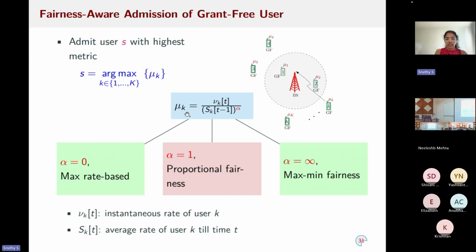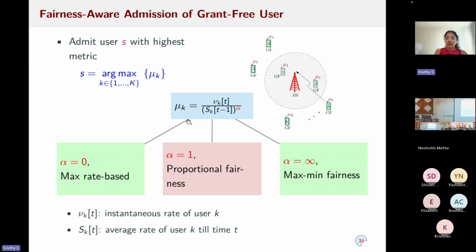We propose the metric mu k as the ratio of the instantaneous rate of that user at time t to the average rate of that user till t minus 1, whole power alpha. Here alpha is the fairness level parameter, and alpha equal to 0 corresponds to max rate based, which has been widely used in semi-grant-free NOMA literature. Alpha equal to 1 is proportional fairness, and alpha equal to infinity gives maximum fairness.